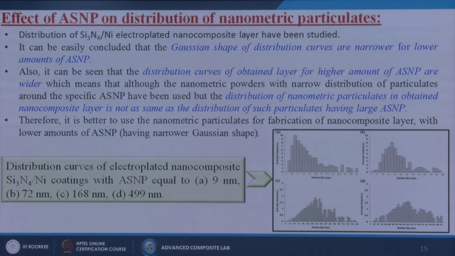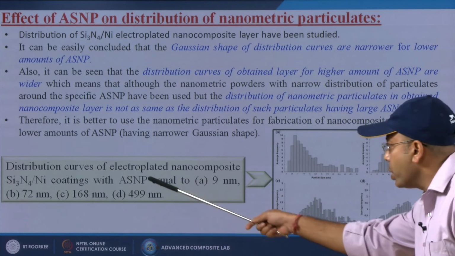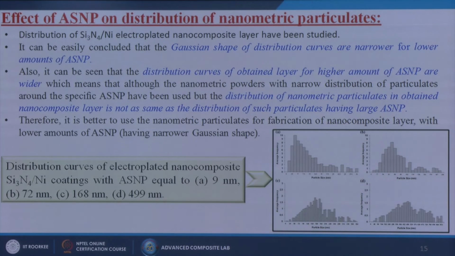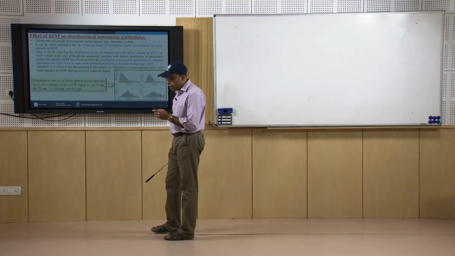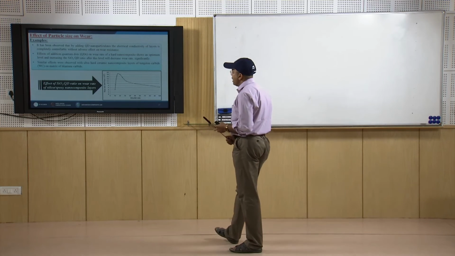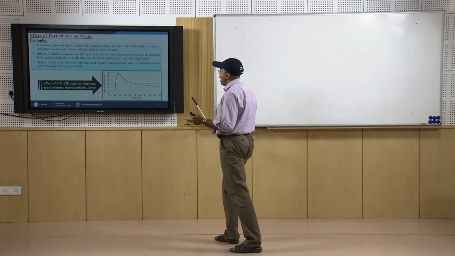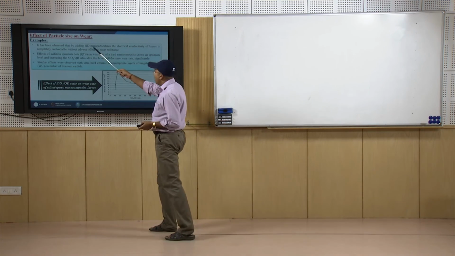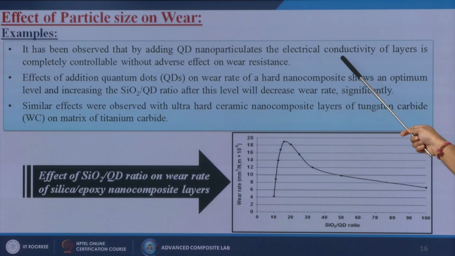having narrower Gaussian shapes. So, distribution curves of electroplated nanocomposite, silicon nitride and nickel coatings with ASNP equal to 9 nanometers is A, then 72 nanometers, then 168 nanometers and 499 nanometers, where you are getting a broader spectrum of Gaussian curve. Then, effect of particle size on wear. For example, it has been observed that by adding quantum dot nanoparticulates, the electrical conductivity of layers is completely controllable without adverse effect on wear resistance.